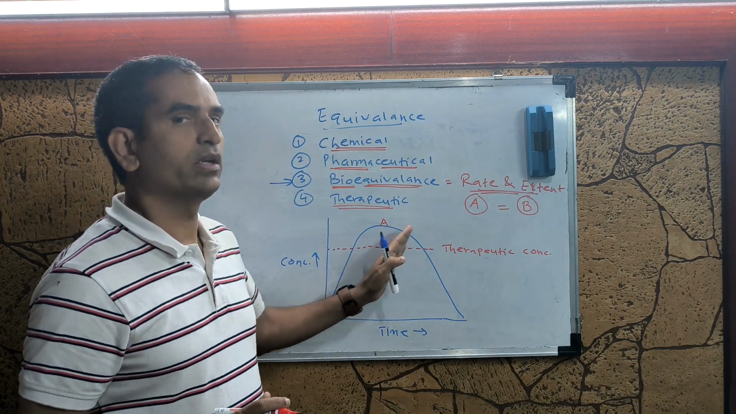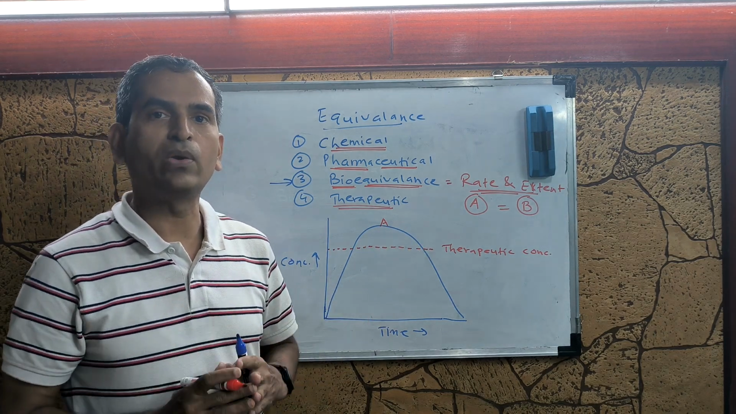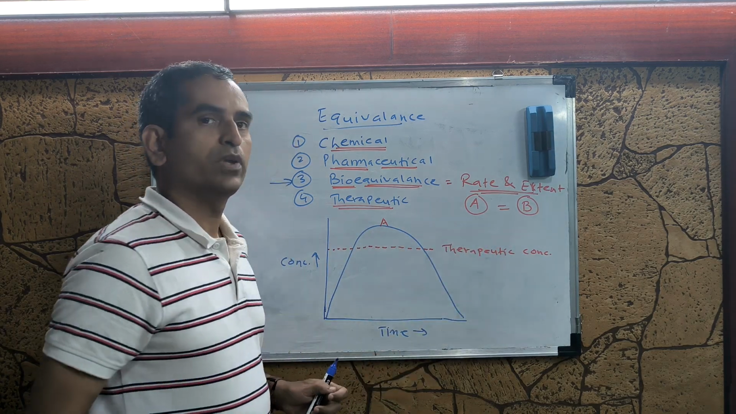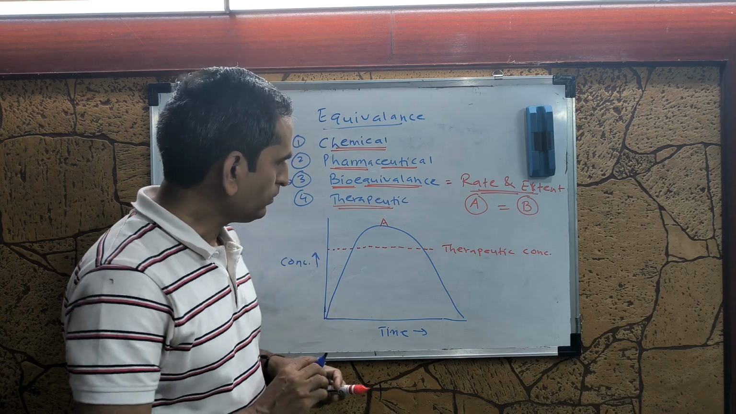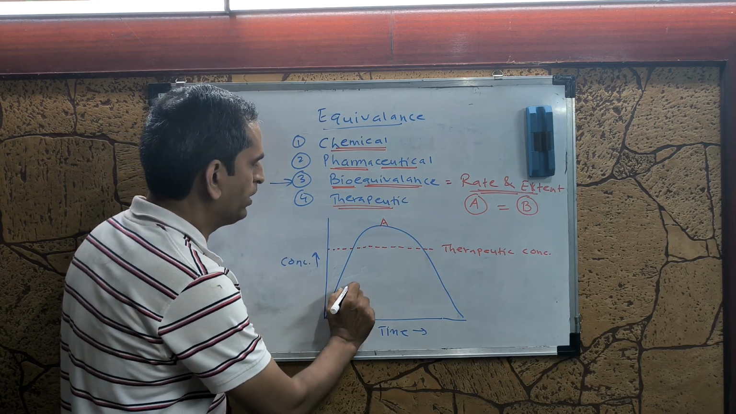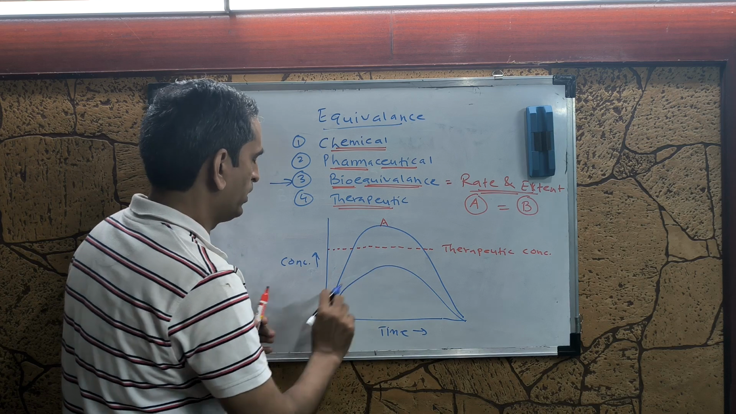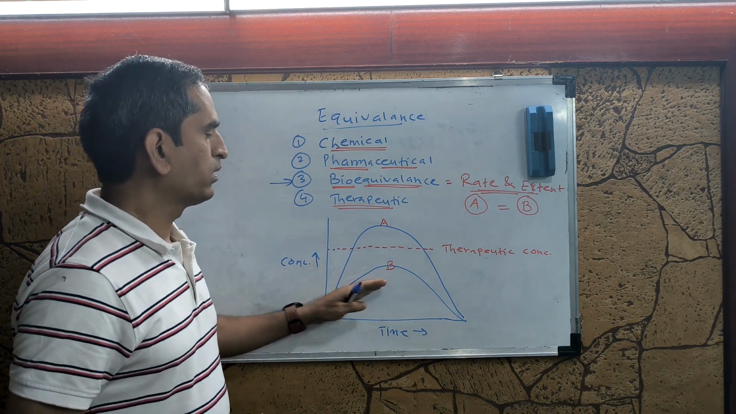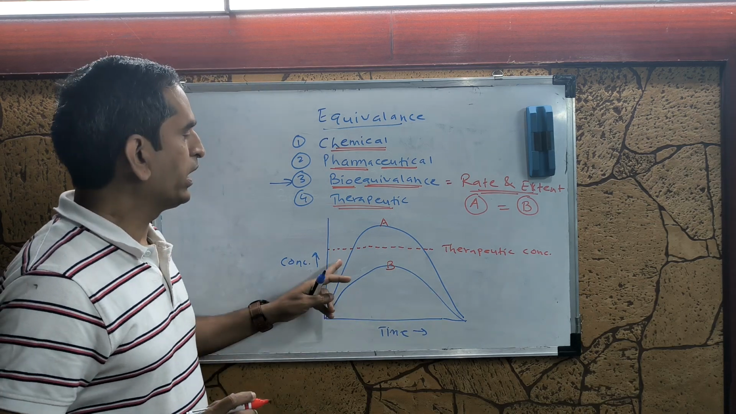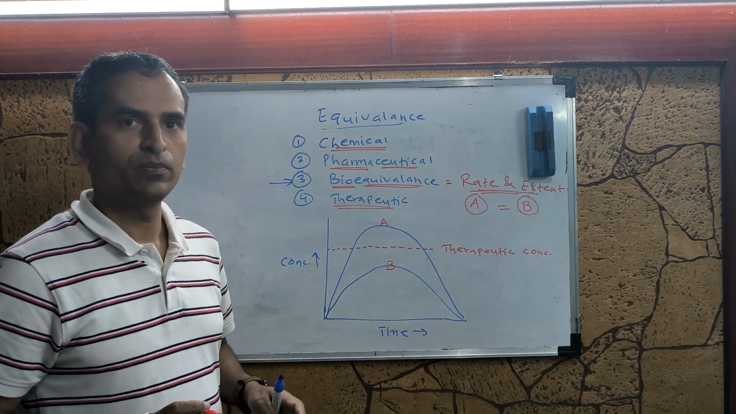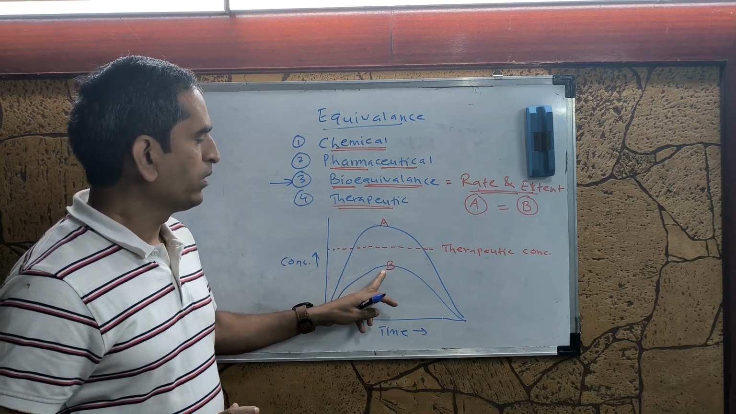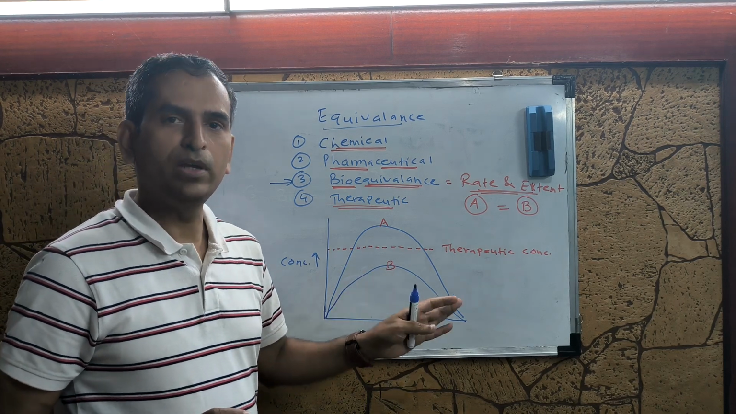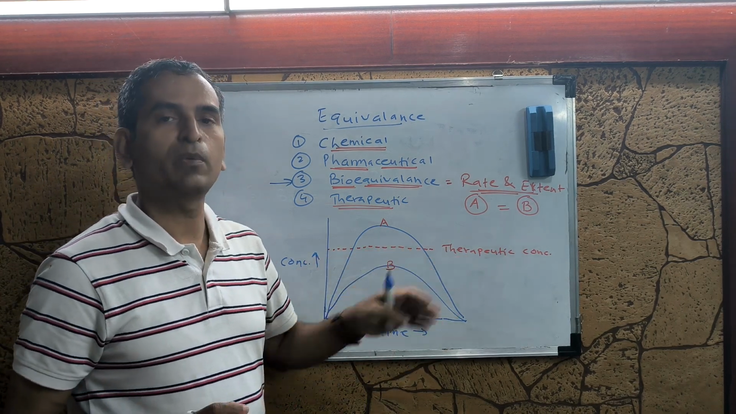That means this drug has X amount of bioavailability, and the concentration is more than the required therapeutic concentration. If I have another drug B, this is drug B. Now drug B has a certain amount of bioavailability, but it has not reached the therapeutic concentration. So I can say that drug B has lesser bioavailability compared to drug A, and drug B will not be effective because it has not reached the therapeutic concentration.